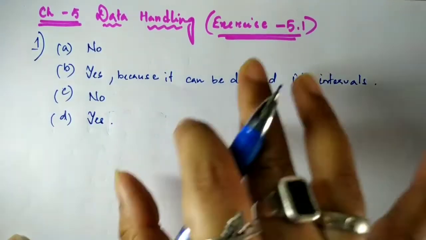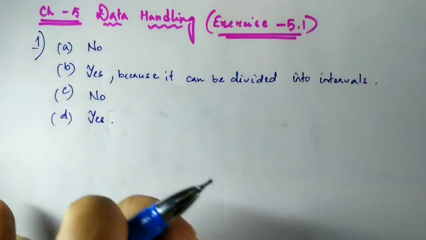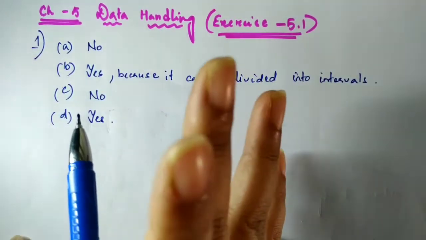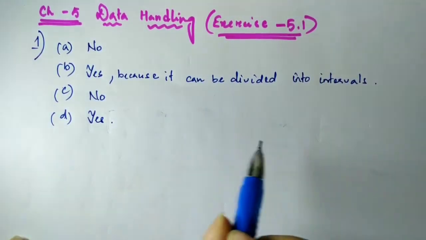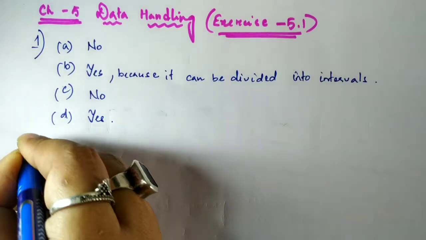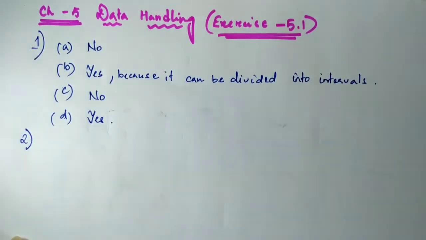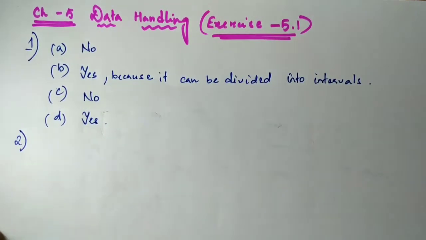I want all of you to write down the reasons. I have just given you an idea why it can be and cannot be represented in a histogram, but the reason you have to write by yourself. I hope you can do this. Okay, please go through the questions again.